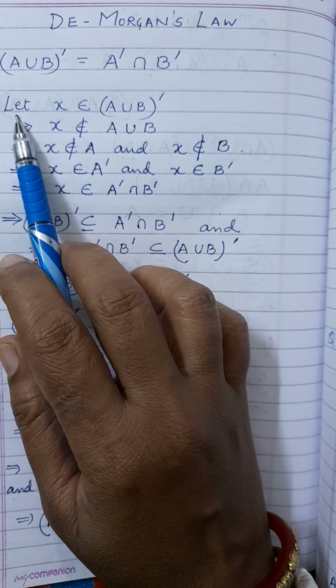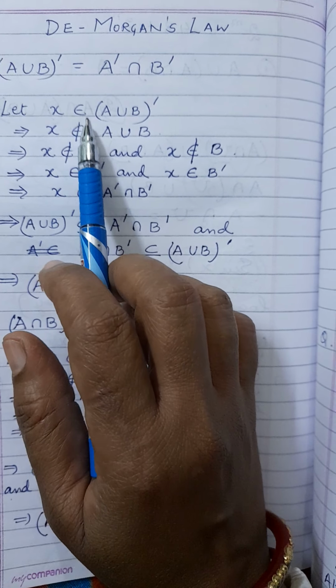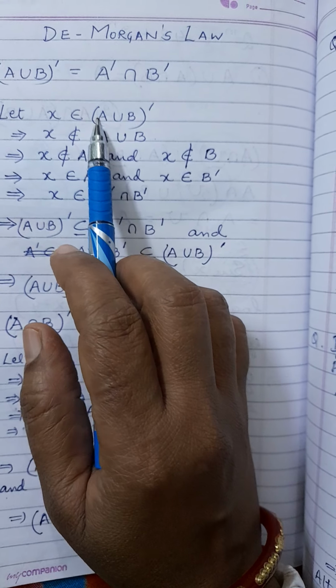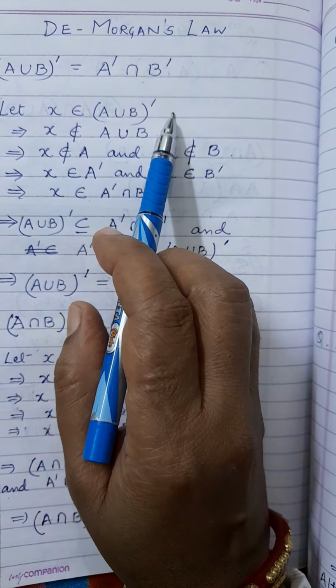So what we will do, we will take an arbitrary element x belonging to LHS. What is LHS? (A union B)'. So if I say x belongs to (A union B)', then x will not belong to A union B. And if x does not belong to A union B, it means what? It means x does not belong to A and x does not belong to B. Getting it? If x is not present in A union B, it means x is neither in A nor in B.